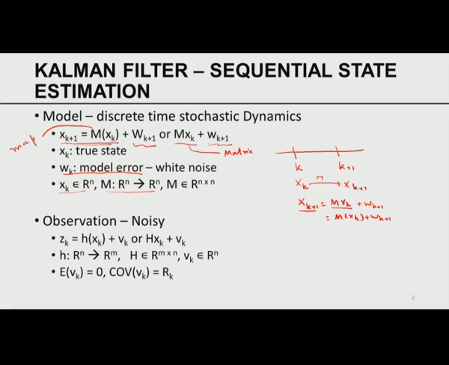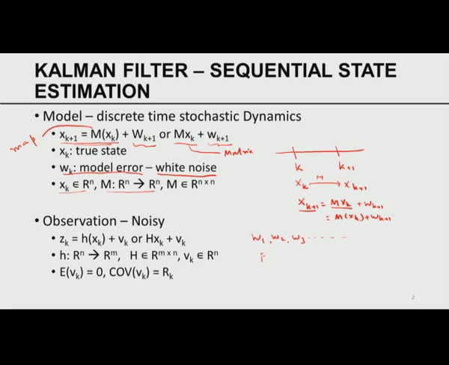It is also a random process. One of the simplest of the random processes one can think of is white noise. What is white noise? W1, W2, W3, this is the sequence of noise that affects the system.